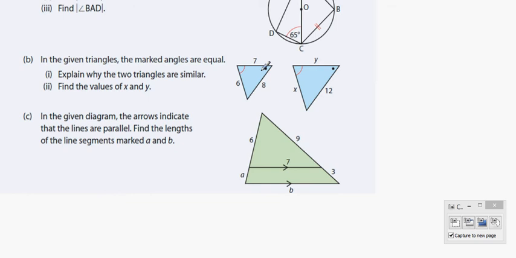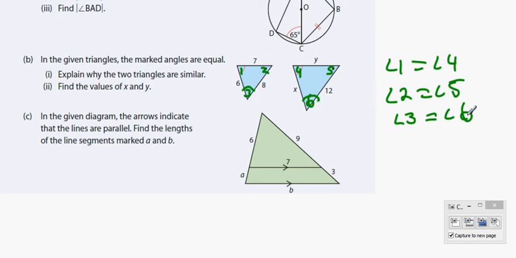So this one equals this one, and then finally this green one here equals the green one here. Explain why the two triangles are similar. Both triangles are similar because all three angles in each triangle are equal. So if we were to label them 1, 2, 3, 4, 5 and 6, you can say angle 1 equals angle 4, angle 2 equals angle 5, and angle 3 equals angle 6. Basically they're equiangular because they have the same three values for each of the three angles. Okay, now find the value of x and y.